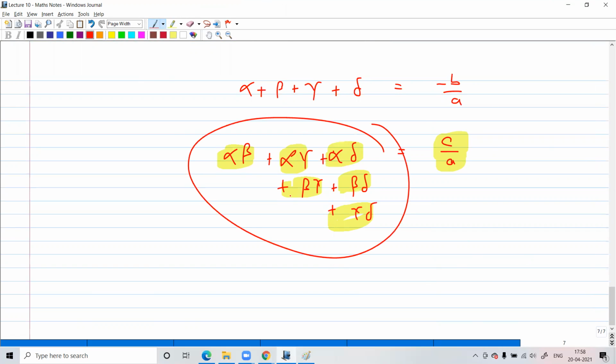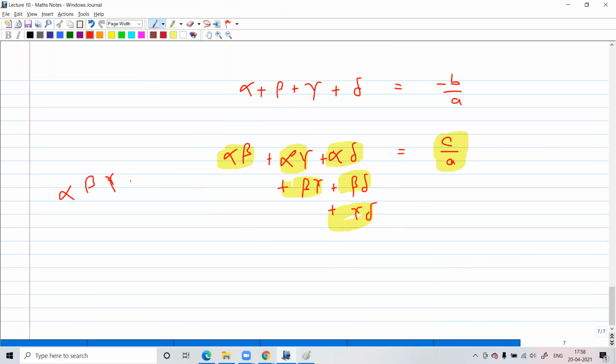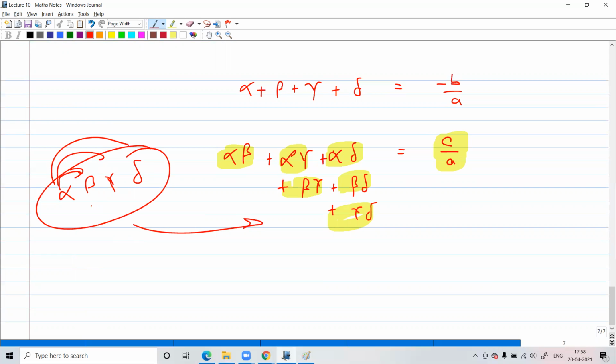Don't worry, how I wrote this, this is permutation and combination. When you have four things, alpha, beta, gamma, and delta, how do you arrange them in pairs of two? You have to apply some logic. Taking alpha with beta, alpha with gamma, alpha with delta, then beta and gamma, beta and delta, and then gamma and delta. So we have taken care of all the pairs.